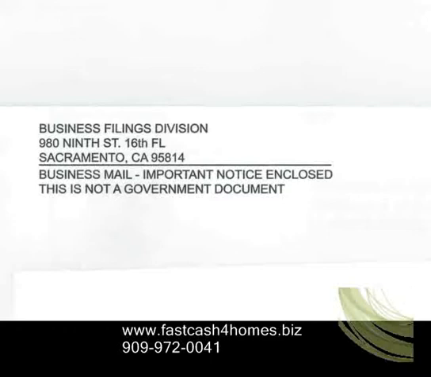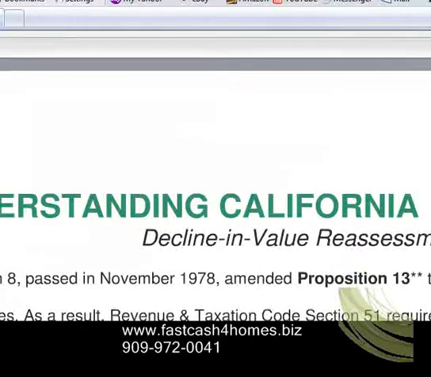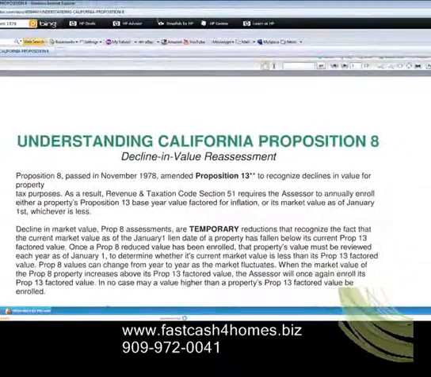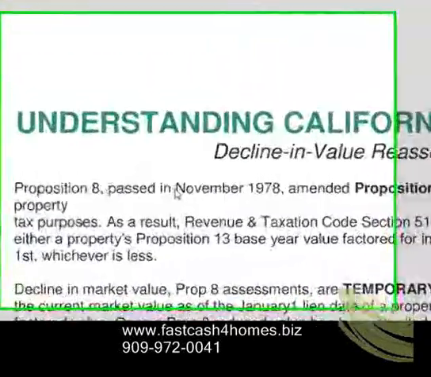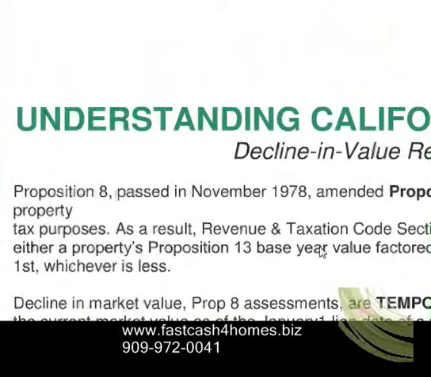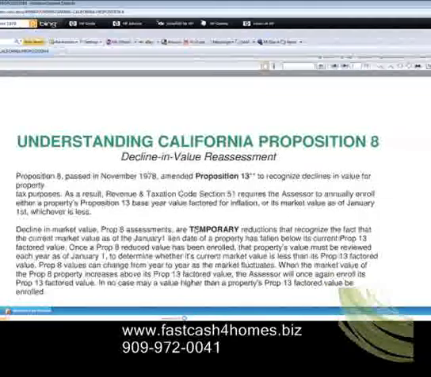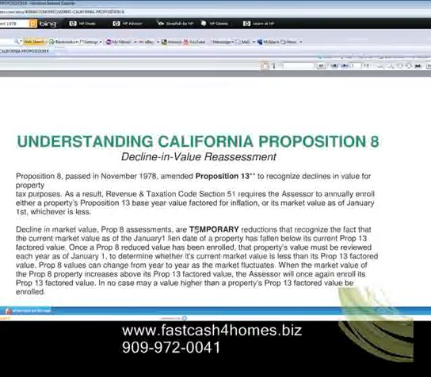This is all predicated on Prop 8. Probably not the Prop 8 you were thinking about, but this is the Prop 8 that was passed by California voters in November of 1978, and it talks about an amendment. It's actually an amendment to the Constitution, and it was passed to allow for a temporary reduction in property taxes when the assessed value of the house had fallen. And whose house has not fallen in value these days?